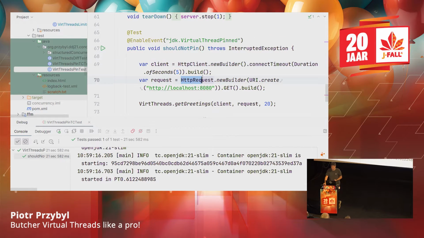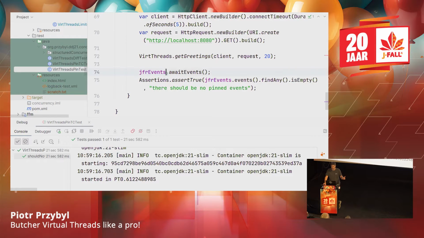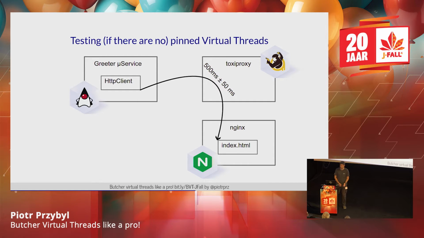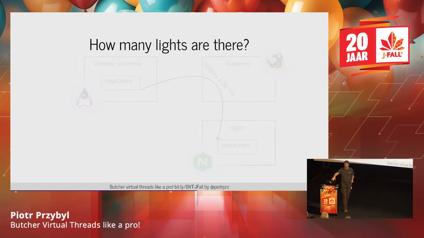As you can see, I have the client, I have the request and whatnot, and because of this enabled event, I'm interested in virtual thread pinned JFR events. I just wait for this event, and then I assert there were none. Okay, so the virtual threads weren't pinned. You can also check it this way without Testcontainers, if you can have some mocks and so on, because it's also doable. So this is one way how we can test virtual threads. If you want to read it, I also have an entry on my blog post.